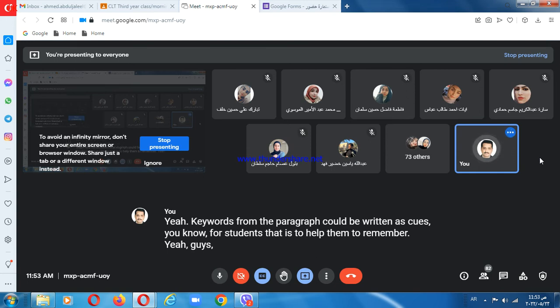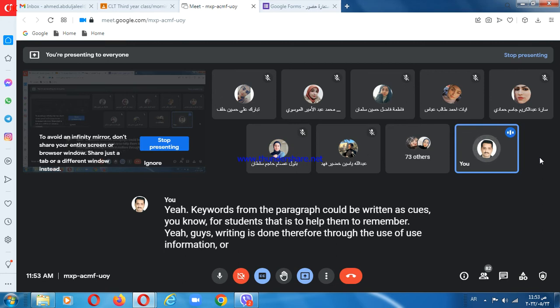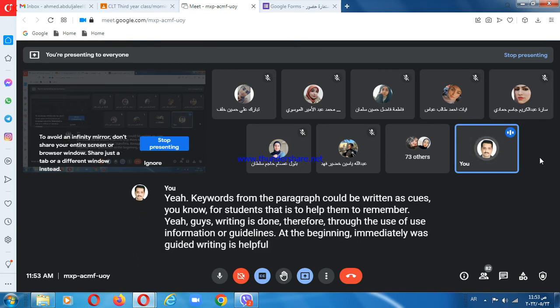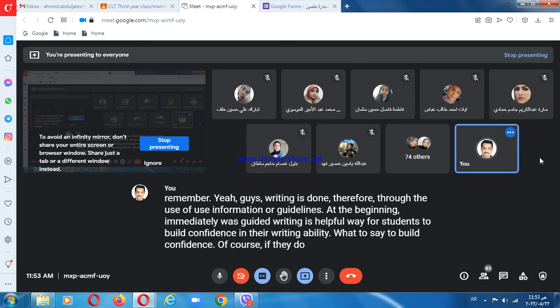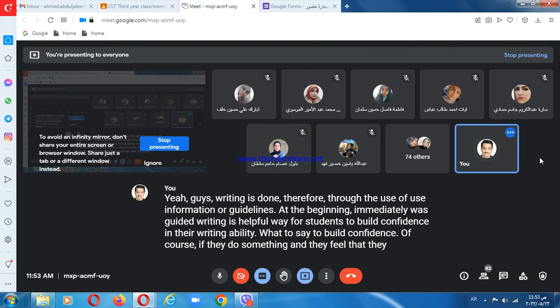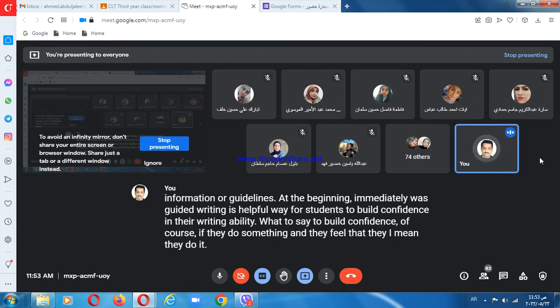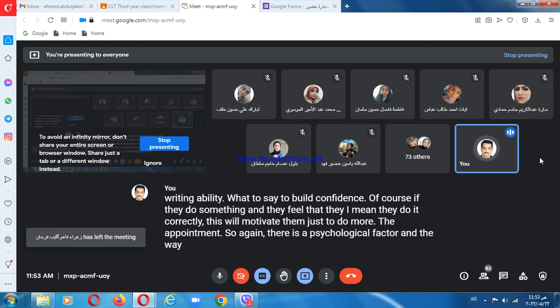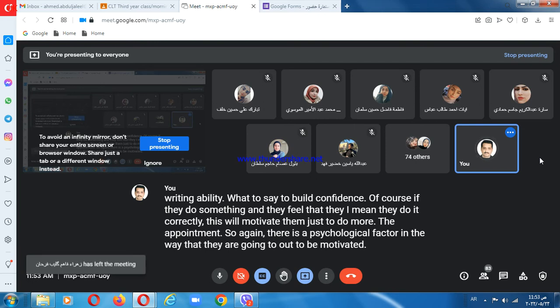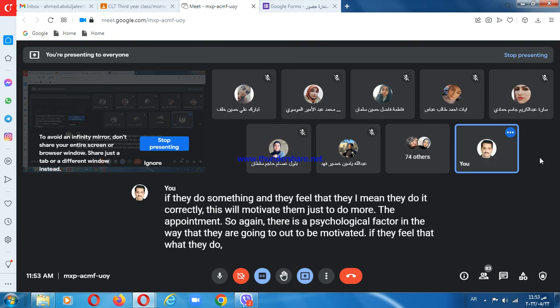Guided writing is done, therefore, through the use of clues, information, or guidelines at the beginning and intermediate levels. Guided writing is a helpful way for students to build confidence in their writing ability. Why do we say build confidence? Of course, if they do something and they feel that they do it correctly, this will motivate them to do more. You know the point then? So again, there is a psychological factor in the way that they are going to be motivated if they feel that what they do is correct.